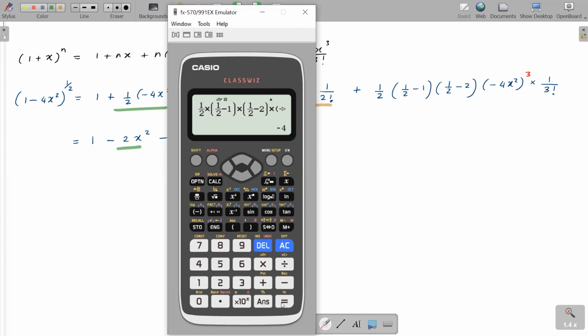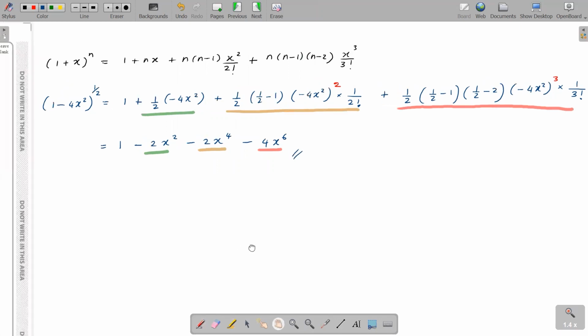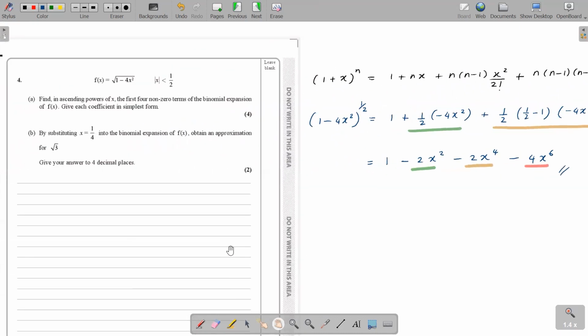Okay, what do you get here? I get minus 4 and what's the x power? X to the power 6. So we get here minus 4x to the power 6 and that is the answer we get for this term. Okay, is this clear with all of you? So these are my first 4 terms: 1 minus 2x to the power 4 minus 4x to the power 6. So these are the first 4 terms in the binomial expansion. Okay, is this clear?